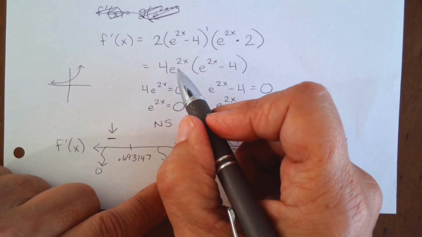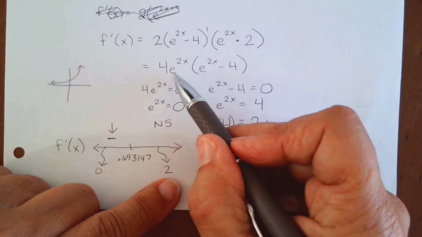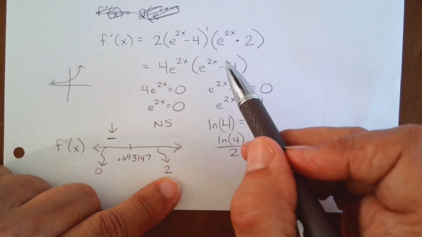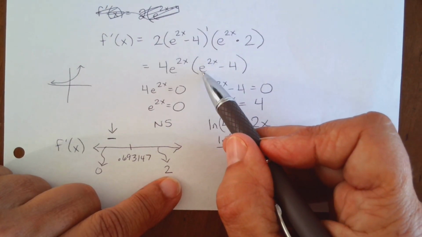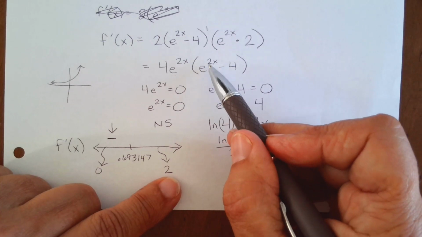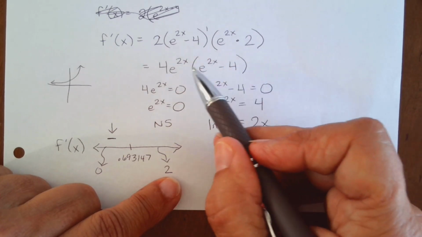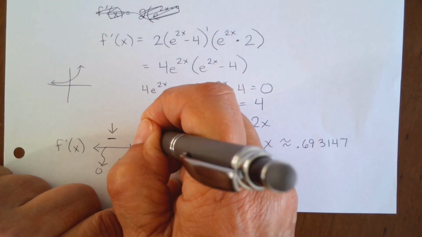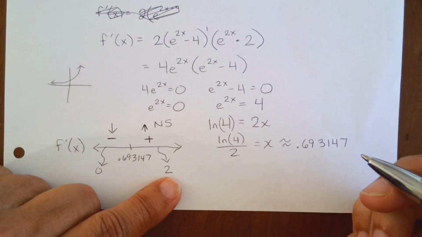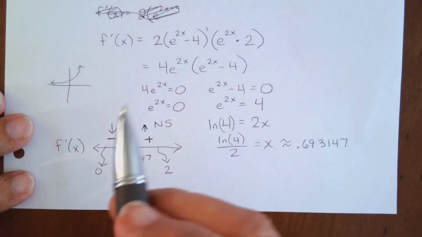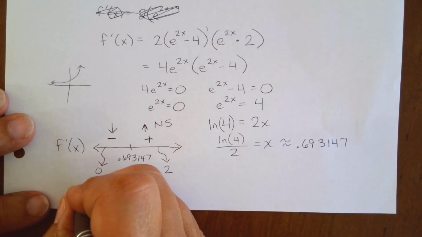If I put 2 in the derivative, this is definitely positive. Everything's positive over here. If I put 2 in here, 2 times 2 is 4. e is almost 3. So 3 to the 4th power, minus 4 is going to be a positive number. So we got a positive times positive on this side. So that means everything on this side is increasing. So this is where your function decreases. This is where your function increases.